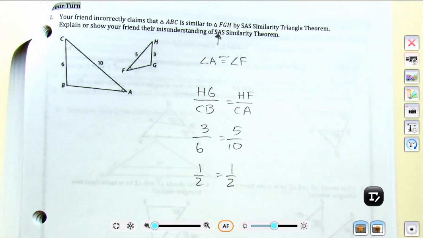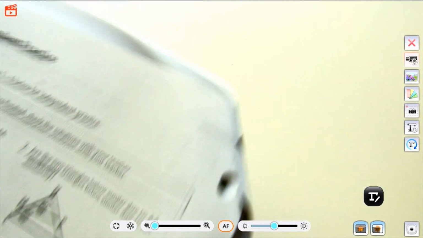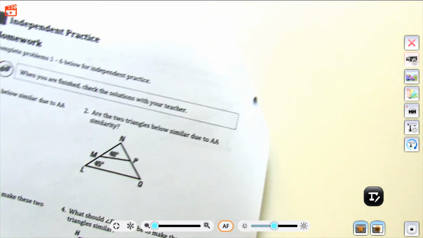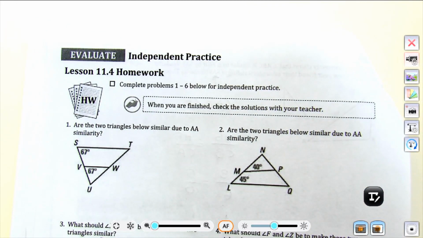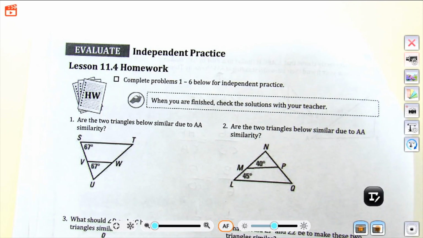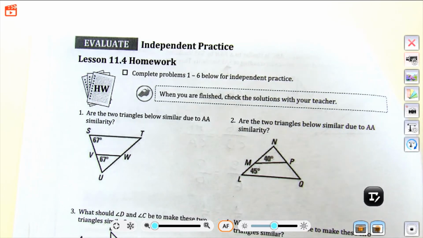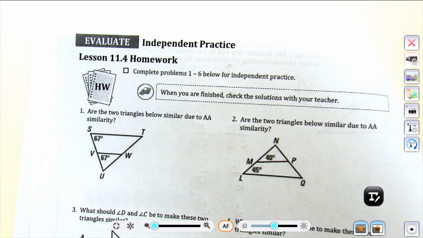Okay, and that pretty much wraps up this lesson. Let's look at the homework. So in the first questions, they're just asking you if the two triangles are similar due to the angle-angle similarity. So you're just looking to see if you have two angles congruent to each other in each triangle.